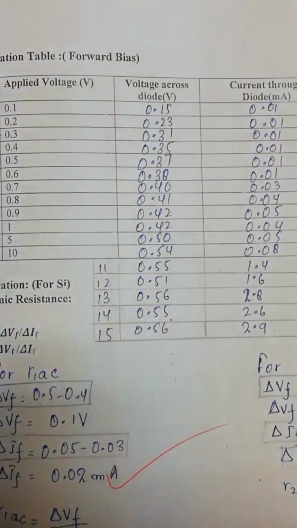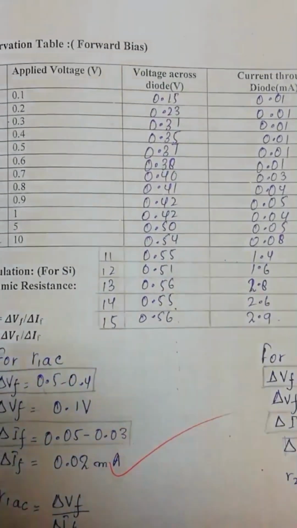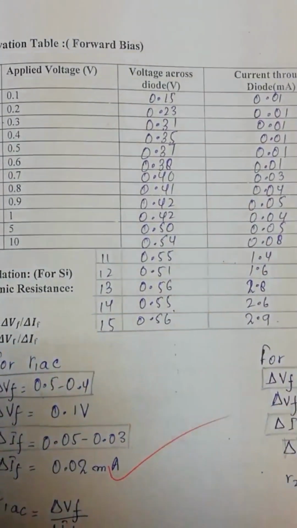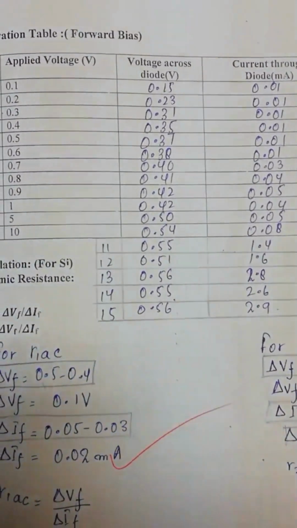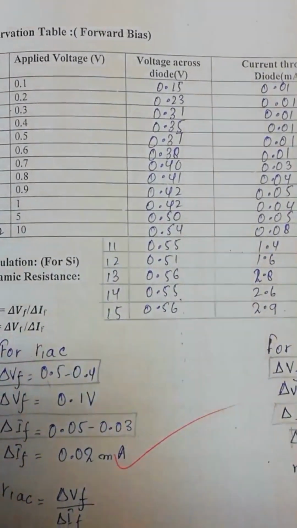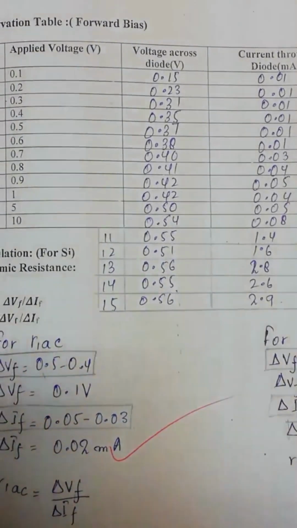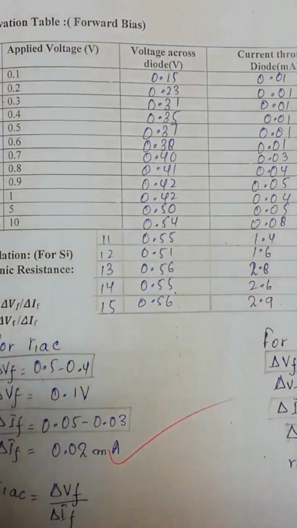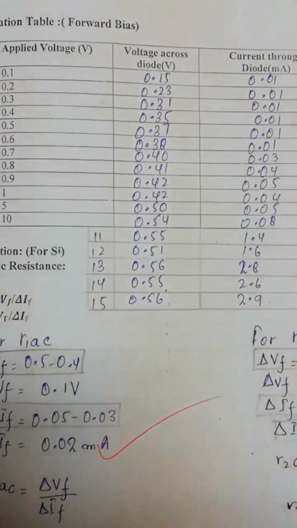Now after measuring voltage across the diode and current through the diode for different applied voltages, you are going to fill this observation table. It means what values of voltage and current you are getting when applied voltage is 0.1 volts and when applied voltage is 0.2 volts, and so on. So you are going to write these values in this table.